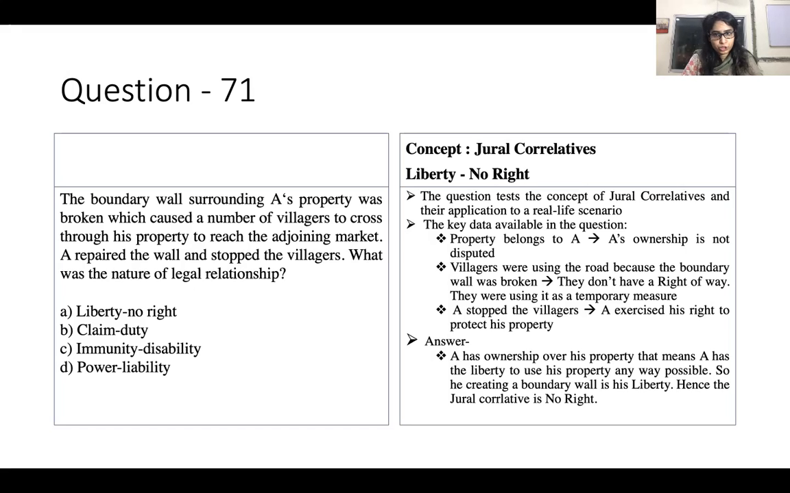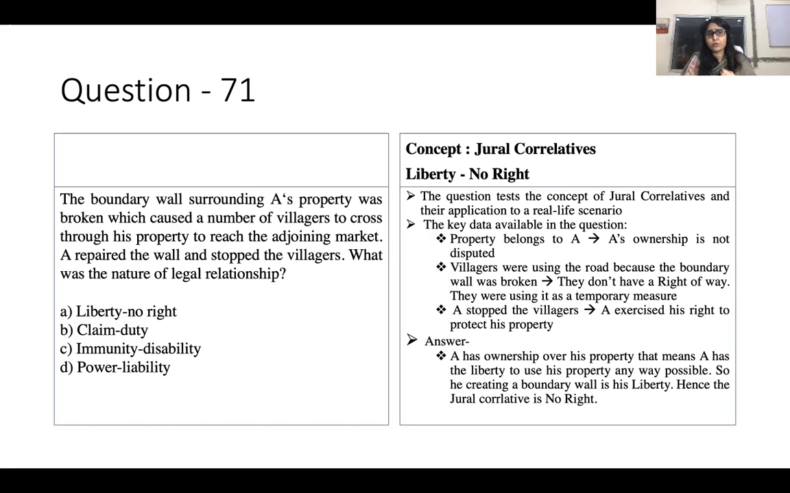Now let's analyze this question. The concept used here is dual correlatives, right? And liberty, no right. So the question tests the concept of dual correlatives and their application to a real life scenario. The key data available in the question is that the property belongs to A, right? A's ownership is not disputed. The villagers were using the road because the boundary wall was broken, right? They don't have a right of way. This is an important concept which will be used in the next question. And they were using it as a temporary measure. A stopped the villagers and A exercised his right to protect his property.